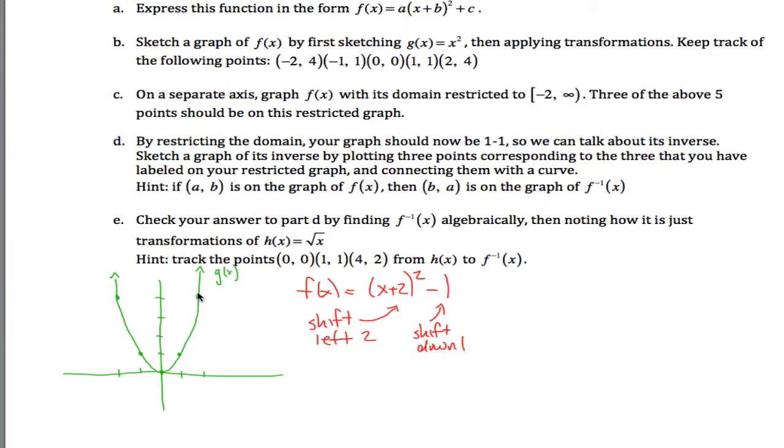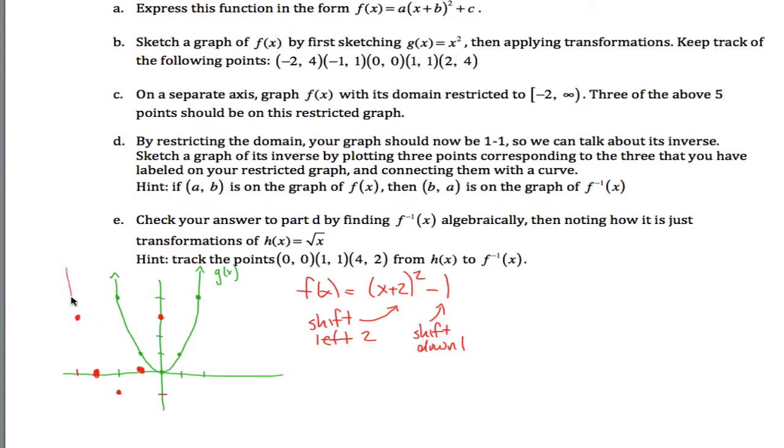This point that used to be at 2, 4, left 2 brings me here, down 1 brings me here. This point that used to be at 1, 1, left 2, down 1. This point that was at 0, 0, left 2, down 1. I need some more numbers on my axis. This point that was at negative 1, positive 1, left 2, down 1. And finally this point that was at negative 2, positive 4, left 2, down 1. Be right in there somewhere.